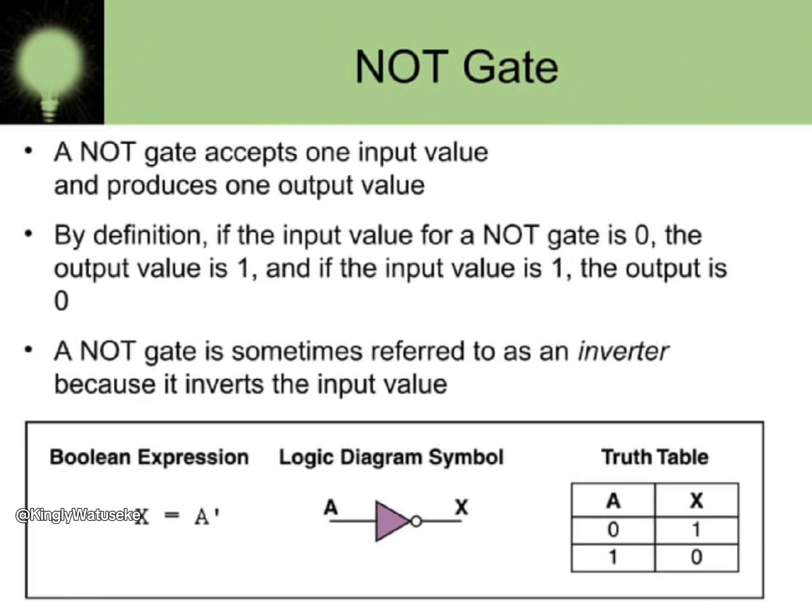A NOT gate accepts one input value and produces one output value. By definition, if the input value for a NOT gate is 0, the output value is 1. And if the input value is 1, the output is 0. A NOT gate is sometimes referred to as an inverter because it inverts the input value.